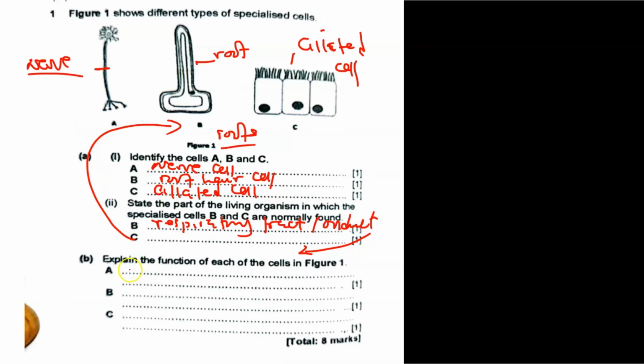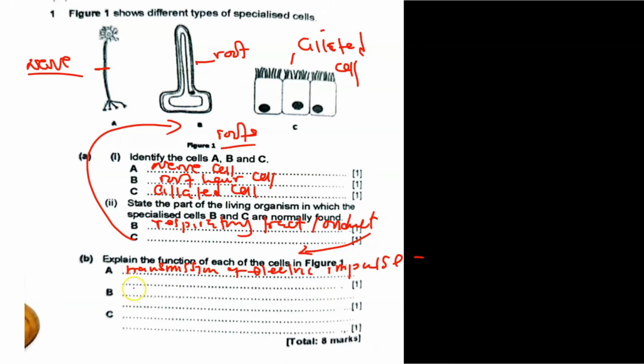Okay? What about the A, which is nerve cell? So this one is transmission of electric impulse. Okay? Transmission of electric impulse. There are different types of nerve cells. We have what we call motor, we have what we call sensory, we have what we call intermediate.